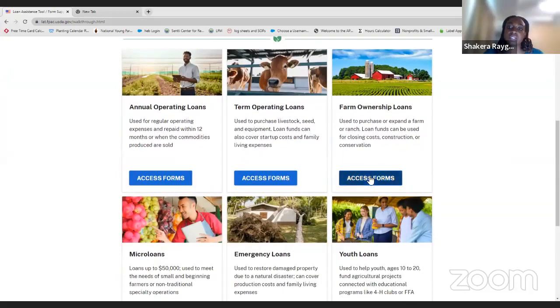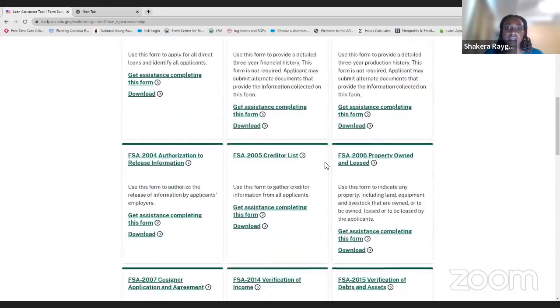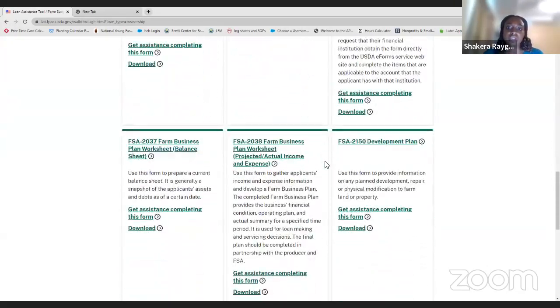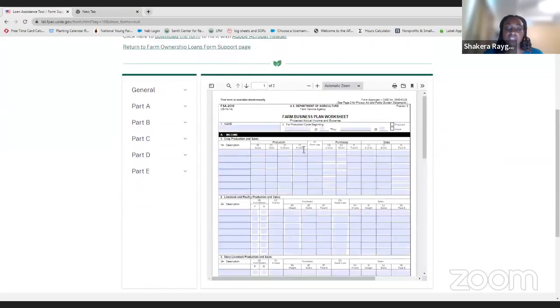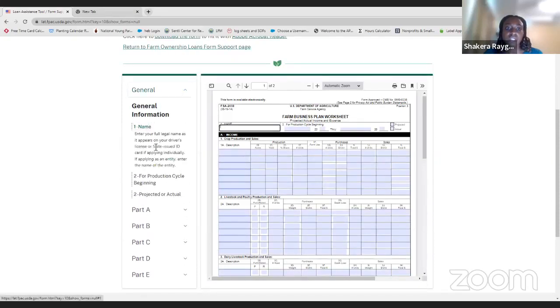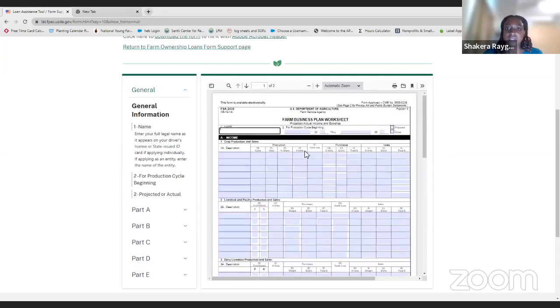So I just encourage you to check this out if you're considering the loans. They have all the forms listed here. And there's a tool that'll help you understand how to fill it out. You can see the form here on the right. If you're not sure what goes in each field, you can click and it'll explain to you, you know, your full legal name as it's on your driver's license. So it'll go through each section, and you can also print out the form once you're done. You can also download the form here.